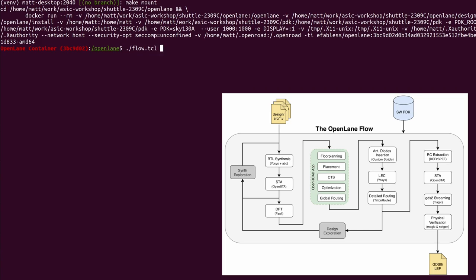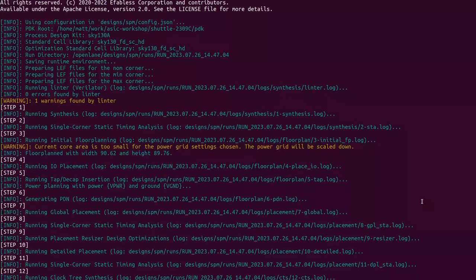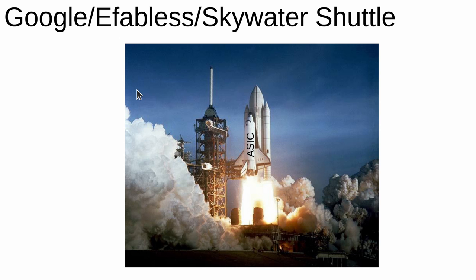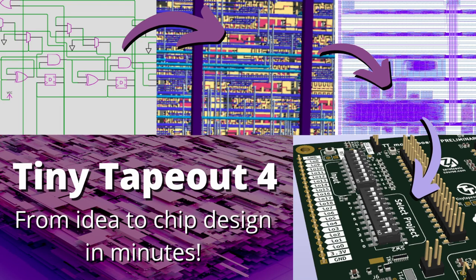Then, we move on to the open source ASIC flow. This is called OpenLane, and we use it to turn our digital designs into the files we need to send to the factory. The last part of the course covers the options we have to get your design actually manufactured. The Google-sponsored open source lottery shuttles, the eFabless chip ignite service, and Tiny Tapeout.